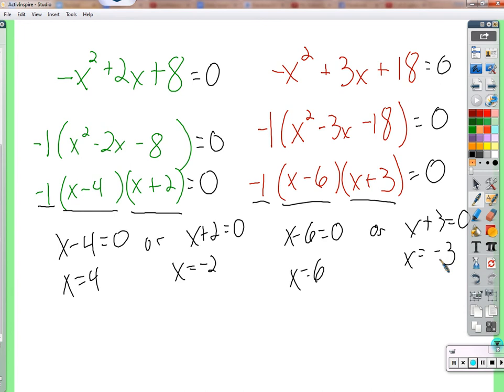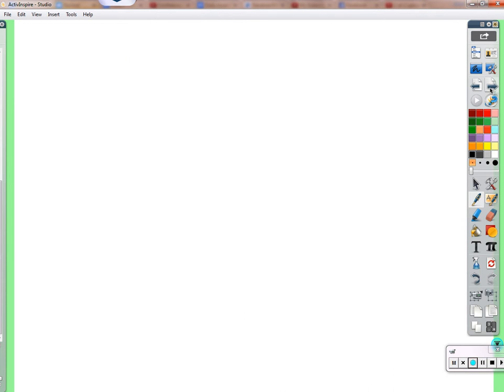Now let's put something more tricky than just a negative in front of the x squared. Let's put an actual other number, like 2 or 3. 5x squared minus 6x plus 1. That's pretty tricky to me. It is a little bit tricky. I can give you a little bit to work on it.